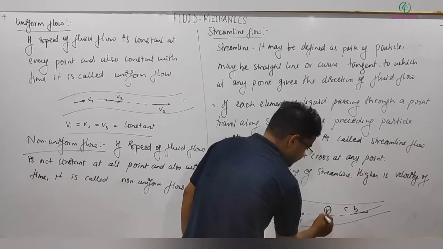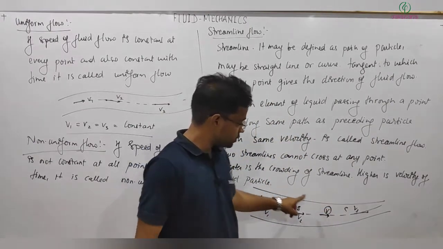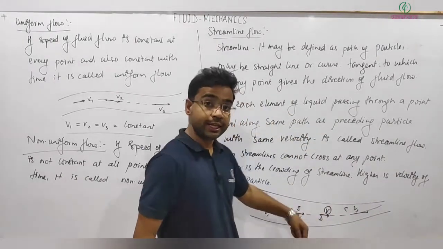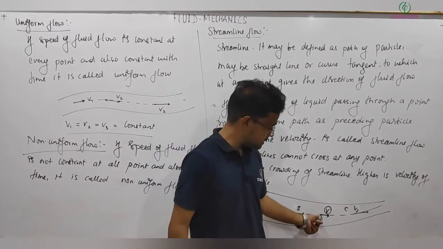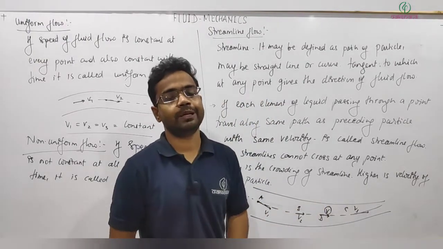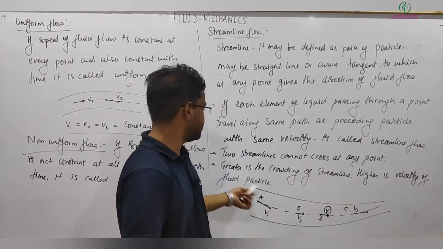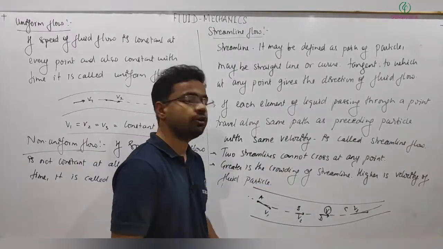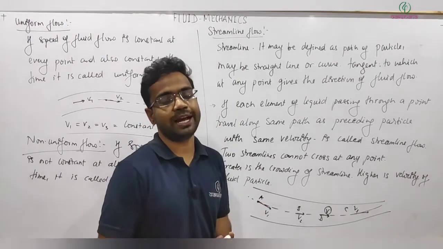Let's say here velocity is v, so particle 1 which passes through point A is passing through this point D with velocity v. Then the next particle which is passing through point A must also pass through point D with the same velocity. That flow will be termed as streamline flow. Two streamlines cannot cross at any point, and the greater the crowding of streamlines, the higher the velocity of the fluid particle at that point. So this is the meaning of streamline flow.